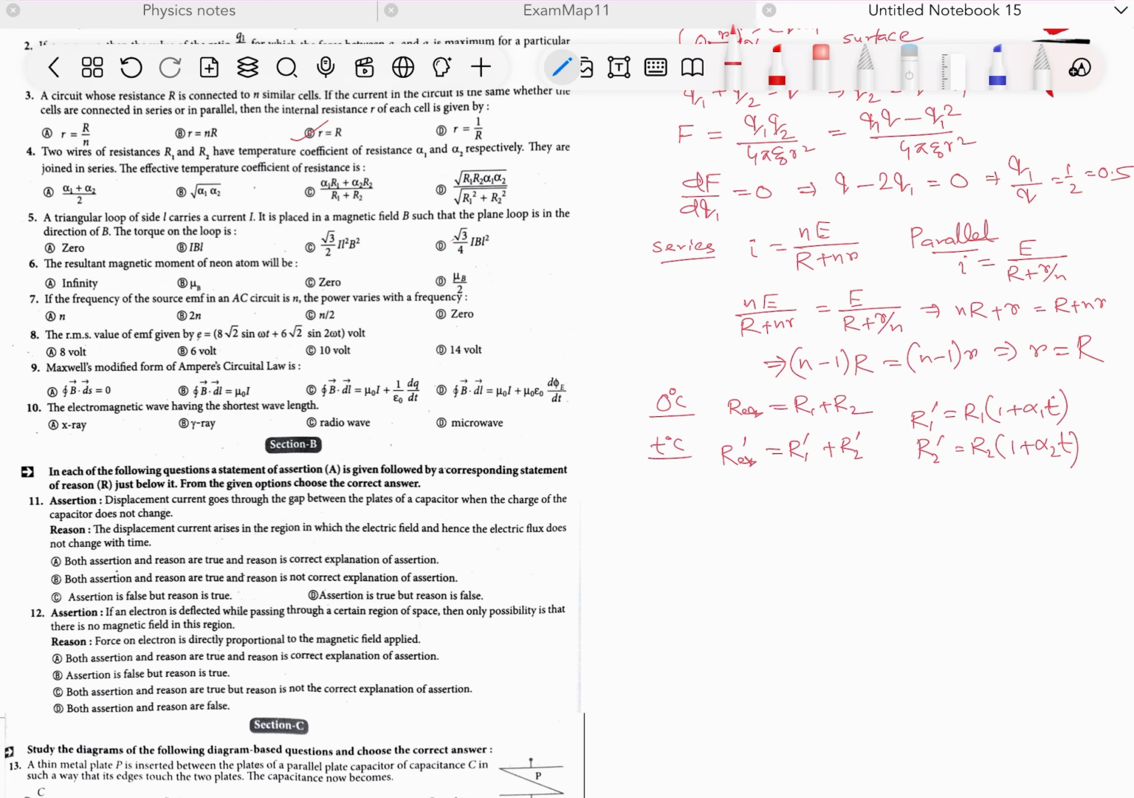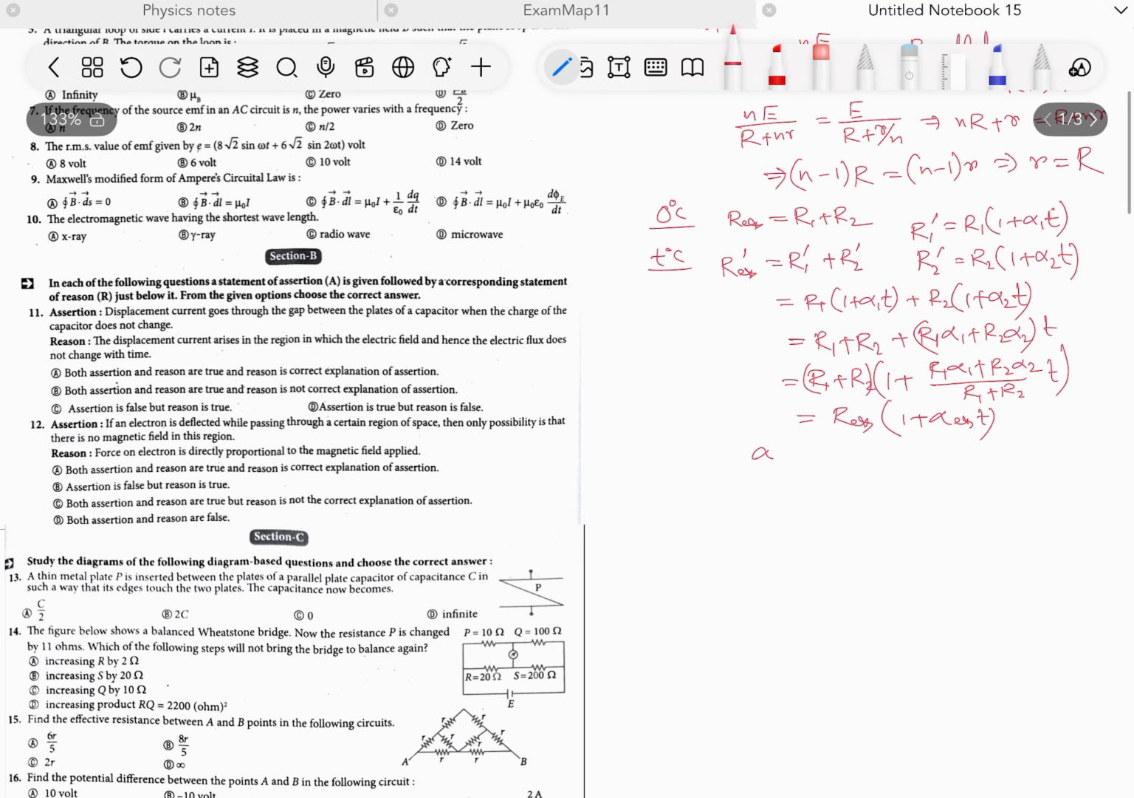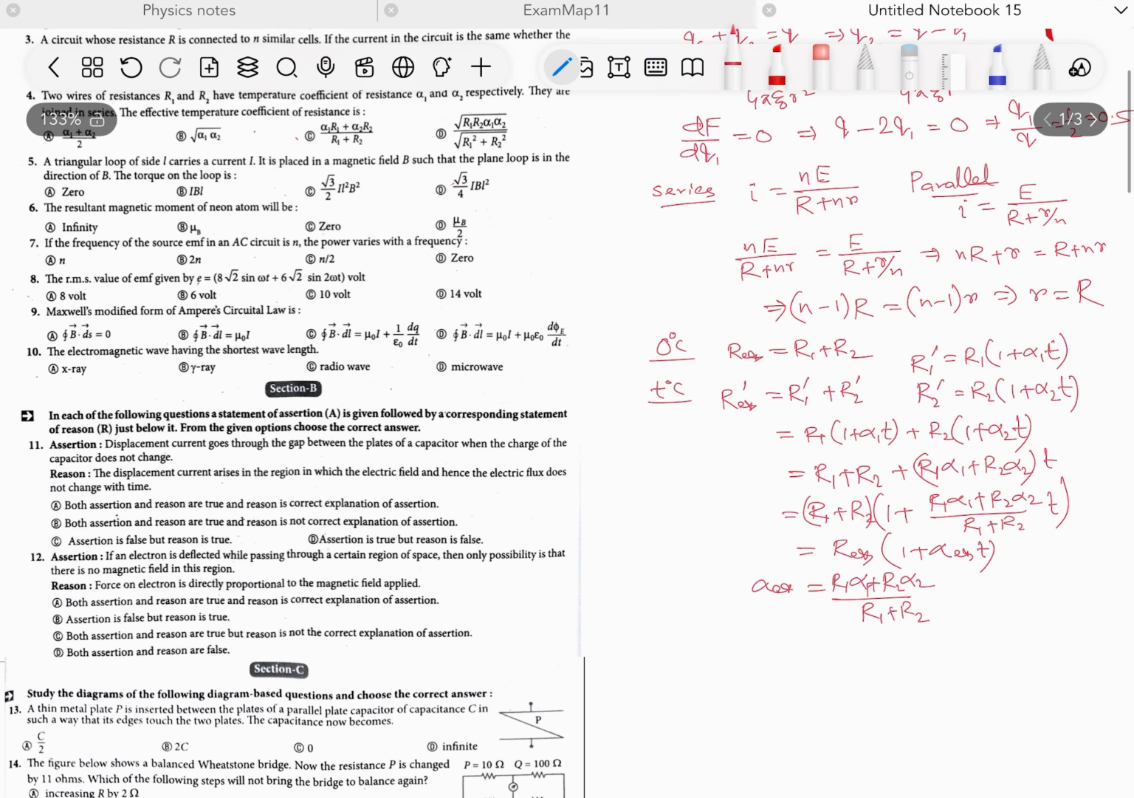So if we put these values here, then R1 into 1 plus alpha 1 into T plus R2 into 1 plus alpha 2 into T. So R1 plus R2 plus (R1 alpha 1 plus R2 alpha 2) into T. So we can write (R1 plus R2) into 1 plus (R1 alpha 1 plus R2 alpha 2) by (R1 plus R2) into T. So we can write R equivalent into 1 plus alpha equivalent into T. So alpha equivalent equal to (R1 alpha 1 plus R2 alpha 2) by (R1 plus R2). So option C will be the right answer.